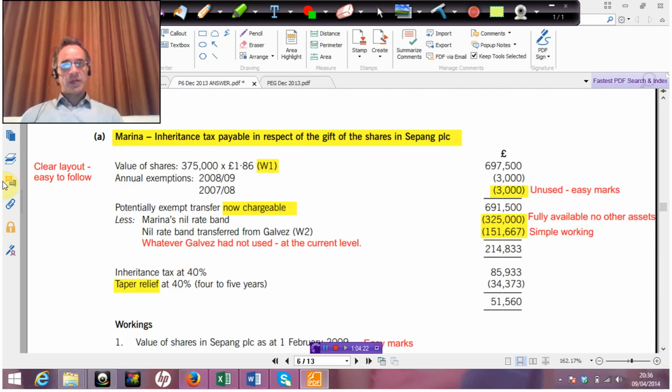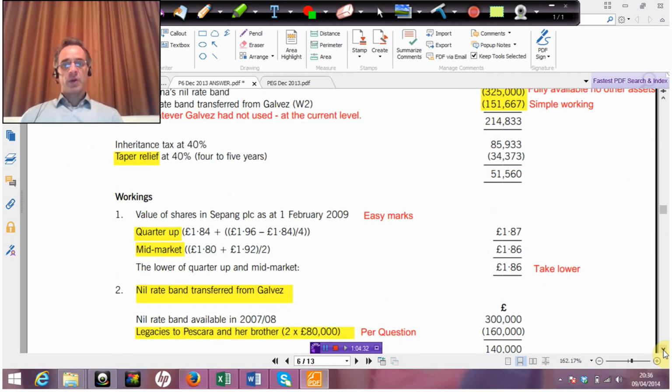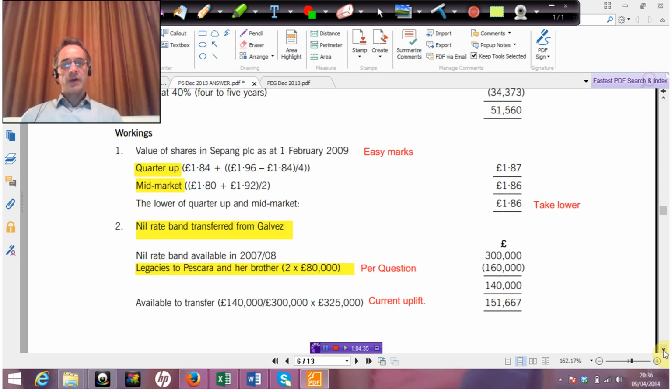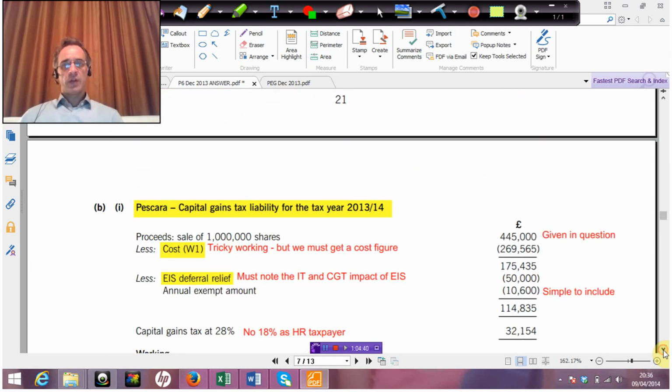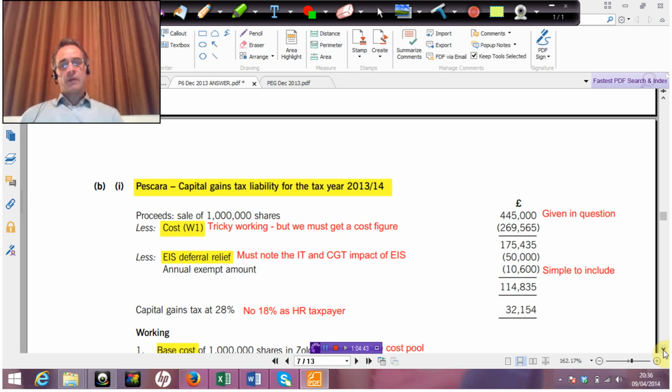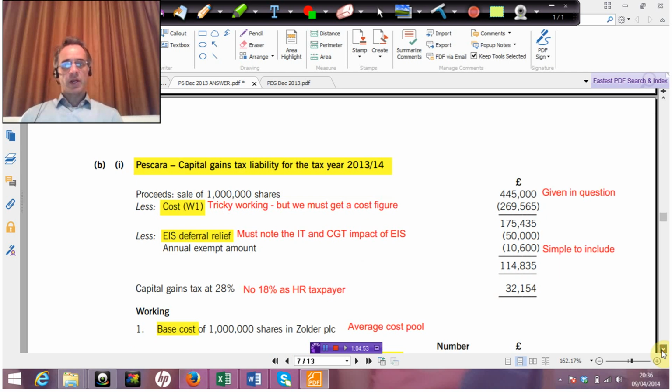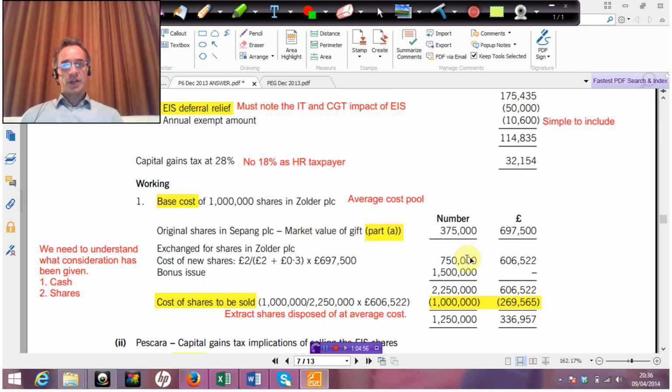This is just simply a PET calculation and a death estate calculation with a couple of tricky bits. We've got some workings, obviously, quarter up. We've got the nil rate band transfer, but again, it's very, very straightforward. That might have been, say, your page 1. Then moving on to the B1, again, a fairly straightforward calculation in terms of a 3-liner with a very, very tricky bit here, but some marks to be had just for doing the simple things. Again, with your workings down below, which was essentially the pool.